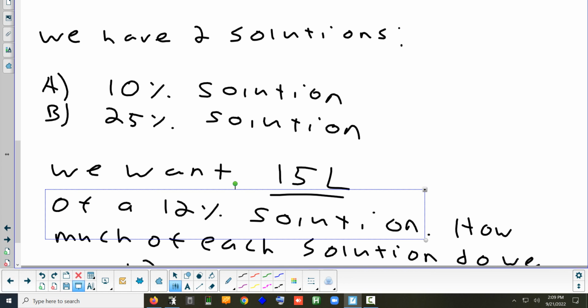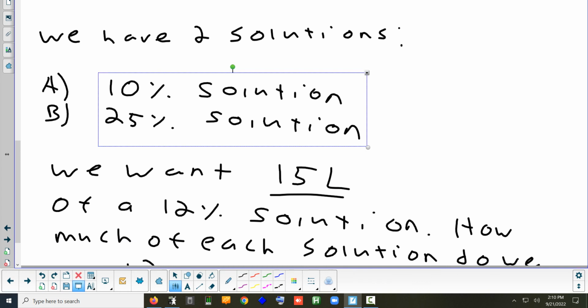So just kind of using common sense, which solution do you think I'm going to use more of? A or B? You're going to mix them together, and you want to end up with 12%. Yeah? A. Yeah, you're going to use more of A, because the final concentration you want is just a little bit stronger than A. So you're going to use mostly A. You're just going to pour in a little B, and that's going to bring it up to 12%.